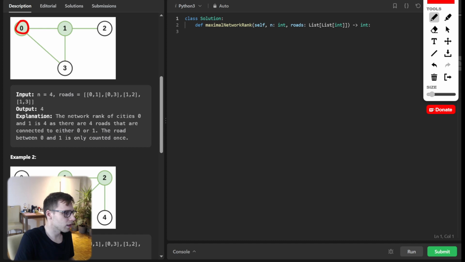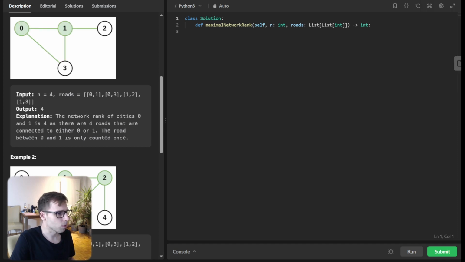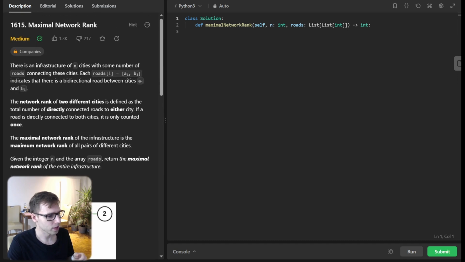And why? Because city 0 and city 1 have a total of 4 connections. So 1, 2, 3, and 4. And also we are counting this particular road just once, not twice. Now that we understand the problem, how do we solve it? We will compute the number of roads connected to each city and find the city with the maximum and second maximum roads. Then we will calculate their combined network rank. Sounds simple, right? So let's get into coding.